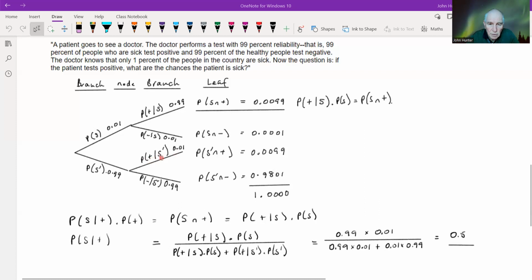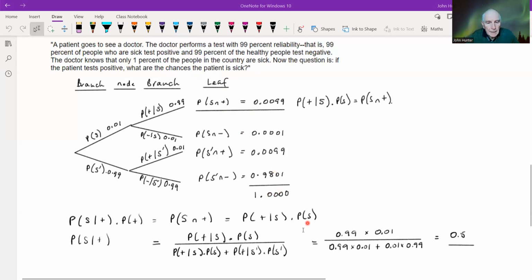And then we've got a similar thing down here with these two branches. The probability that they're positive and they're not sick is 0.01. But the probability that they're negative given that they're not sick is 0.99. So we can multiply these through, get the intersections of these two events, and this is what we've got. 0.0099 for sick and positive, which is not actually what this question is asking. I've underlined that because that's just a question that could be asked. All these add up to 1.